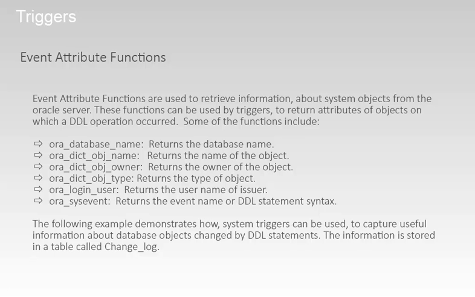Event attribute functions. Event attribute functions are used to retrieve information about system objects from the Oracle server. These functions can be used by triggers to return attributes of objects on which a DDL operation occurred. Some of the functions include: ora_database_name returns the database name.